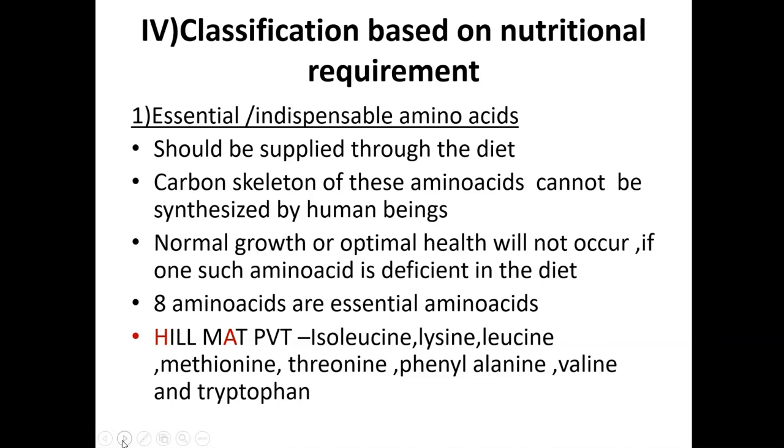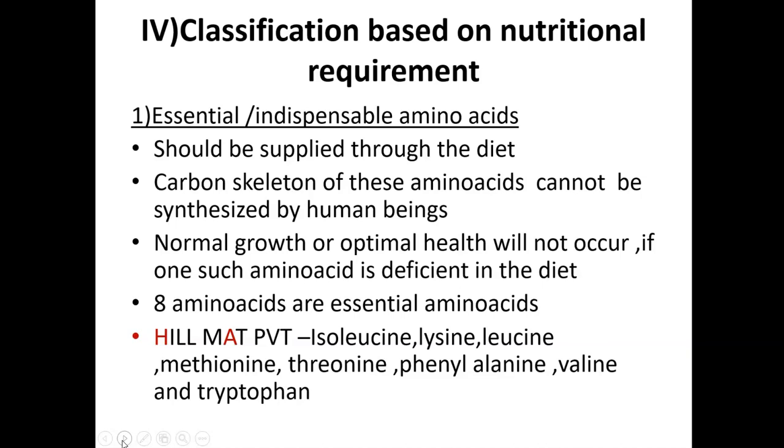There are 8 amino acids known as essential or indispensable amino acids. We can easily remember these amino acids with a code. It is known as Hill-Mat-PVT. Among these, H and A are semi-essential amino acids, and all others are essential amino acids.